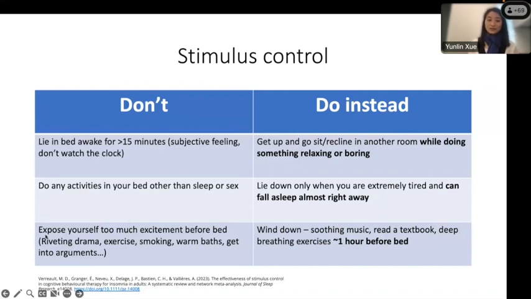don't expose yourself to too much excitement before bed. So things like watching a riveting drama, exercising, smoking, warm baths, or getting into arguments with your partner right before bed. It is good to not go to bed angry. At the same time, hopefully, if you can work out your problems a little earlier, that can help with the sleep too. Instead, do some winding down, things like soothing music, reading a textbook that can sort of turn your brain off, and deep breathing exercises. And start maybe about an hour before bed.